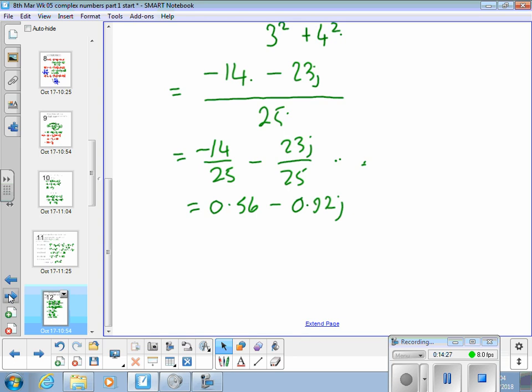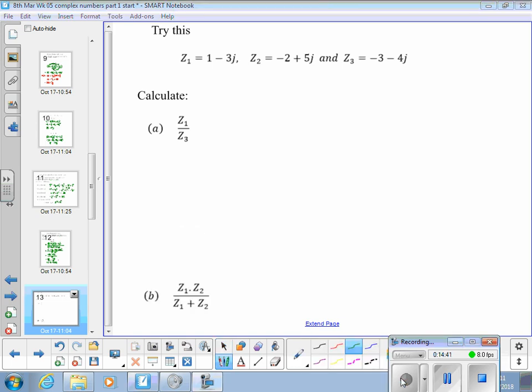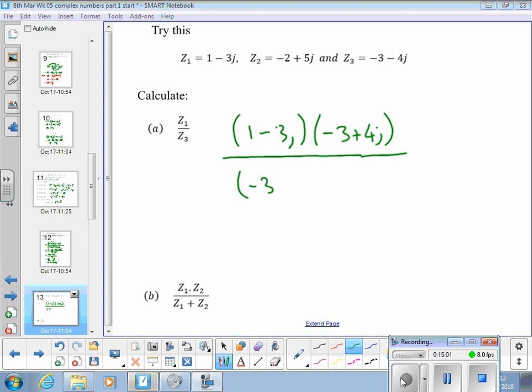So that's how we divide Cartesian complex numbers. On the next page, there are a couple for you to have a go at. So you write it out like this. Yeah, so you multiply them by the conjugate, and the bottom line is... I'll turn it the other way around. Yeah, well, you still end up with the same result.